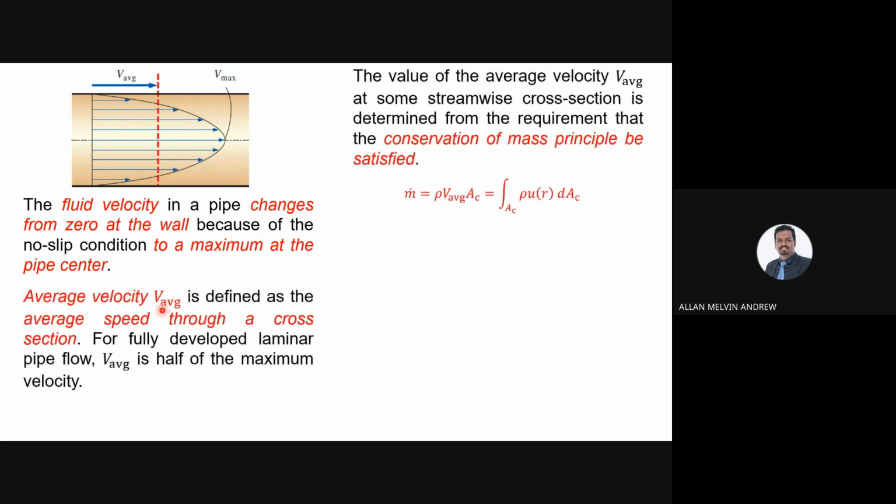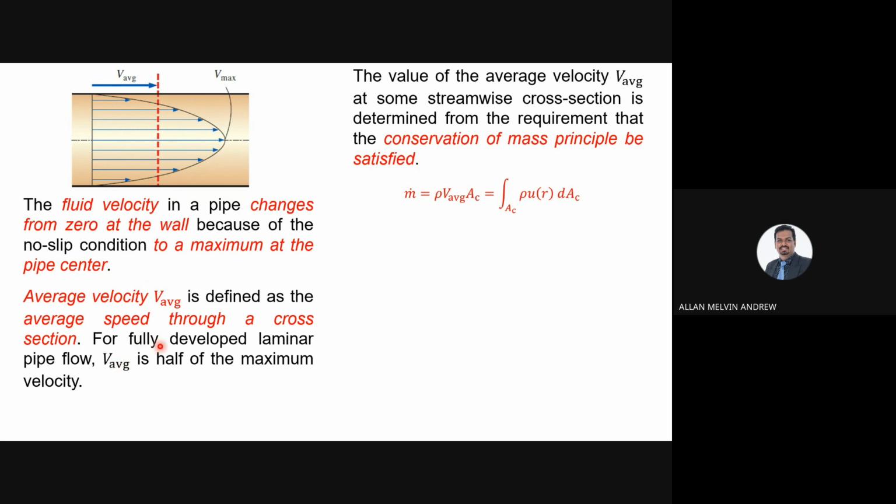The average velocity, we call it V avg. AVG is average, defined as the average speed through a cross section. If we take a cross section of a pipe, it will be a circle. Let's say the red dotted line is the cross section. At what speed is the fluid passing through this cross section? That is the calculation for average velocity.